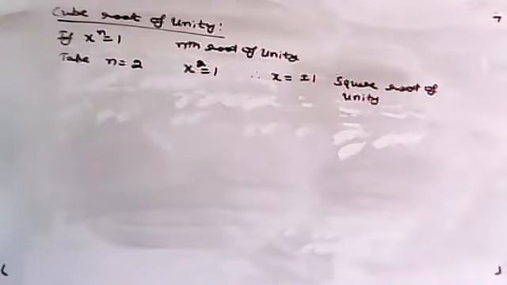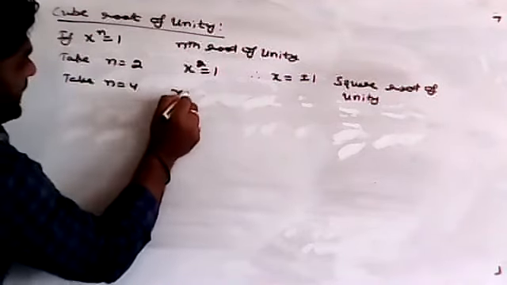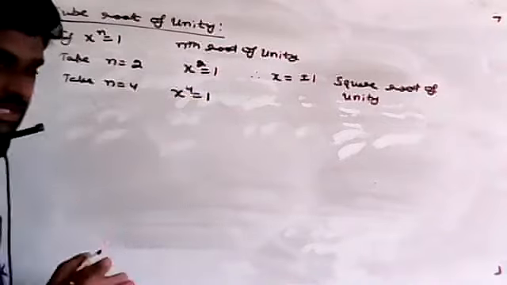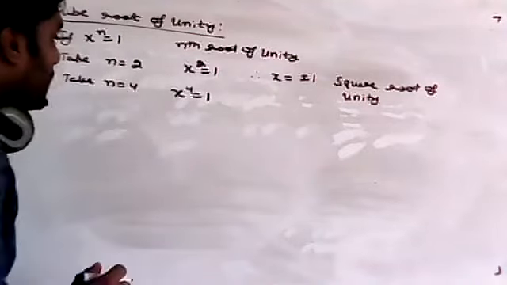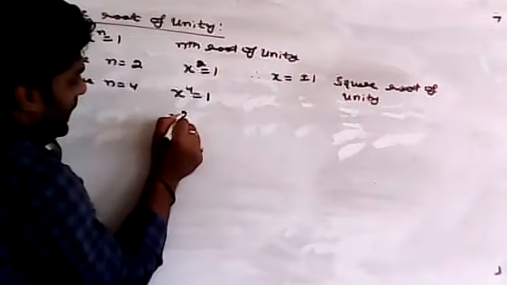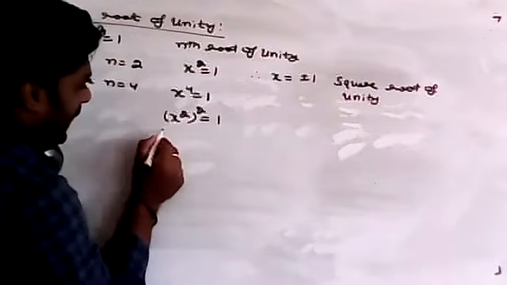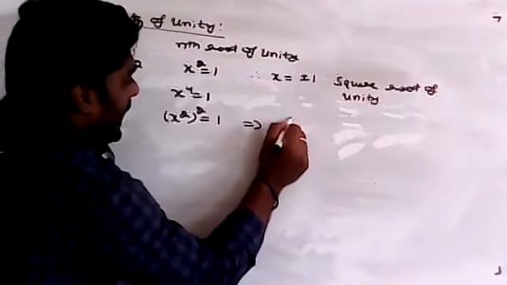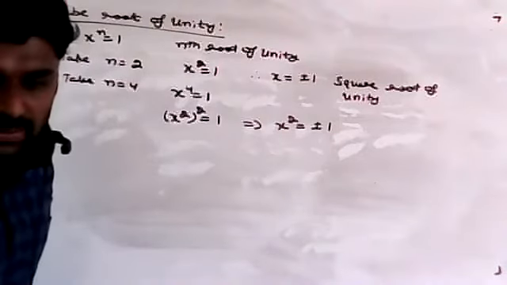Okay. Same way, I'll take n equal to 4, which means x to the power of 4 equal to 1. We'll get 4 roots here because the power is 4. Can we write this as x square the whole square equal to 1? Correct? Next, if I take the square root on this side, which implies x square equal to plus or minus 1. Clear?